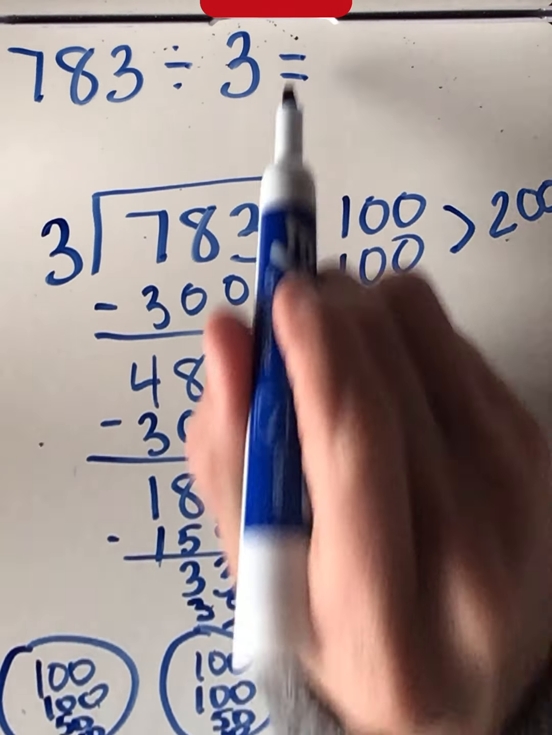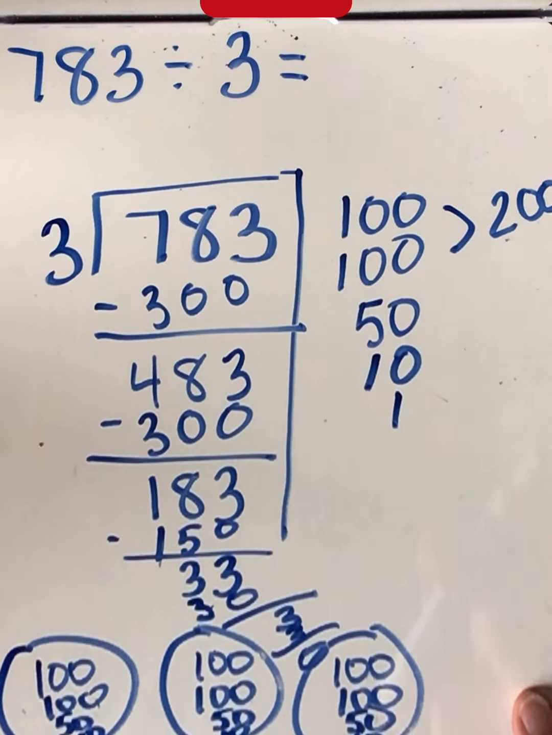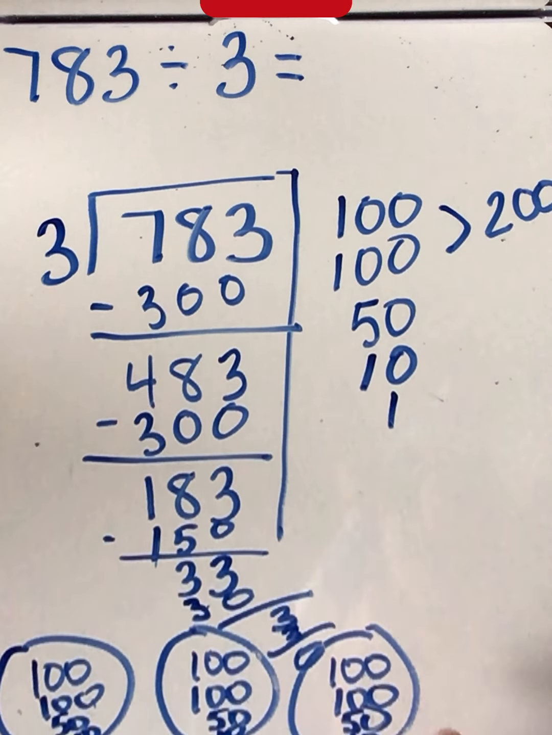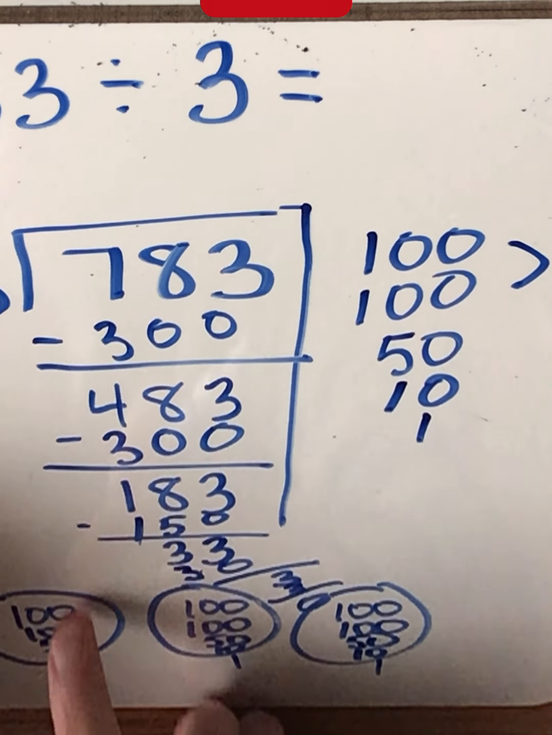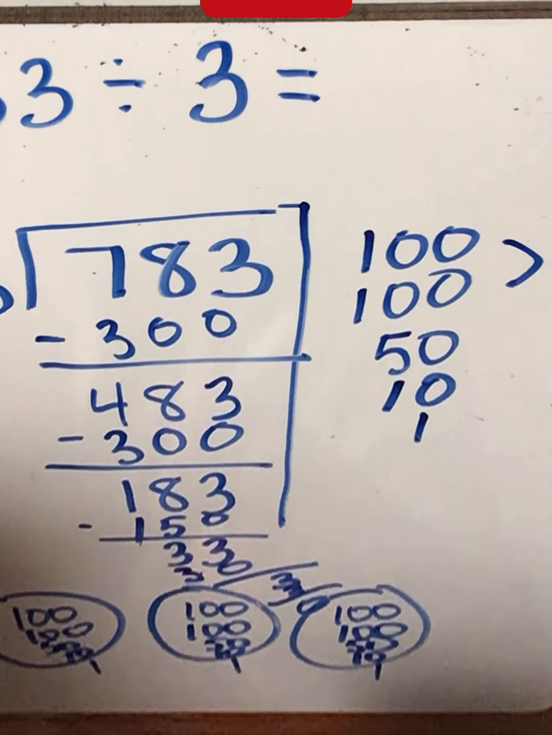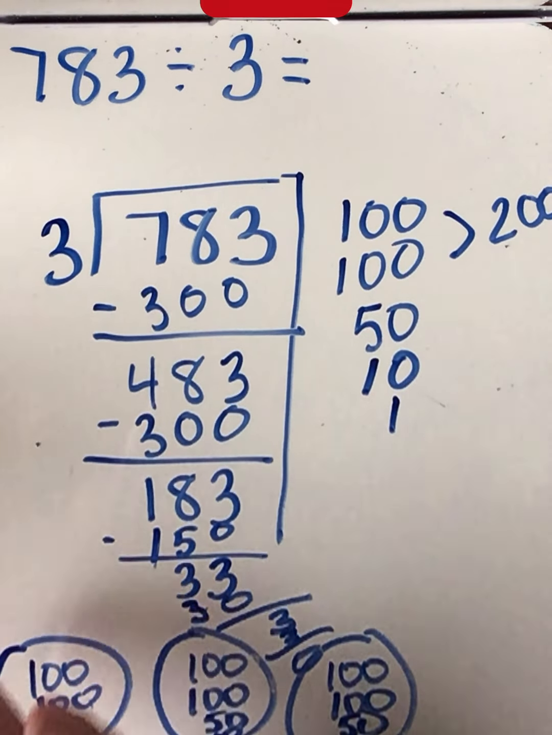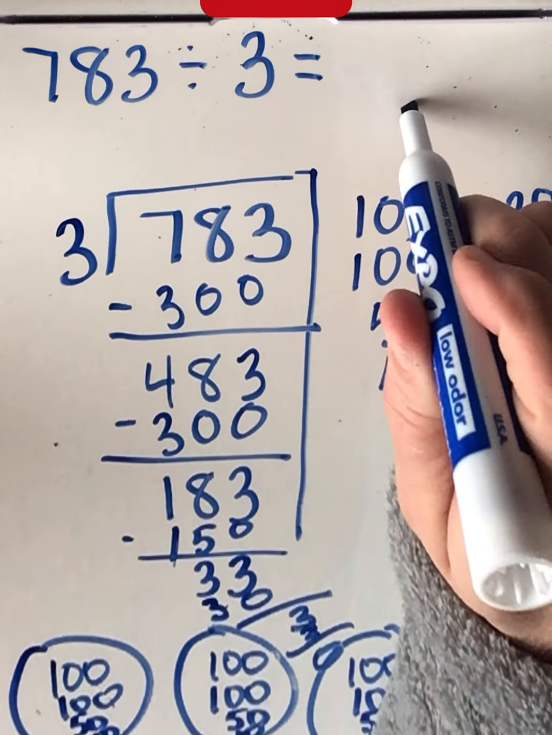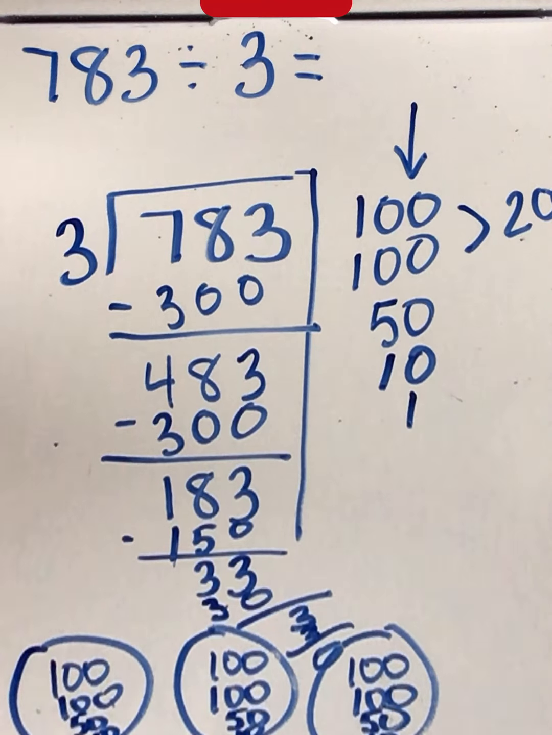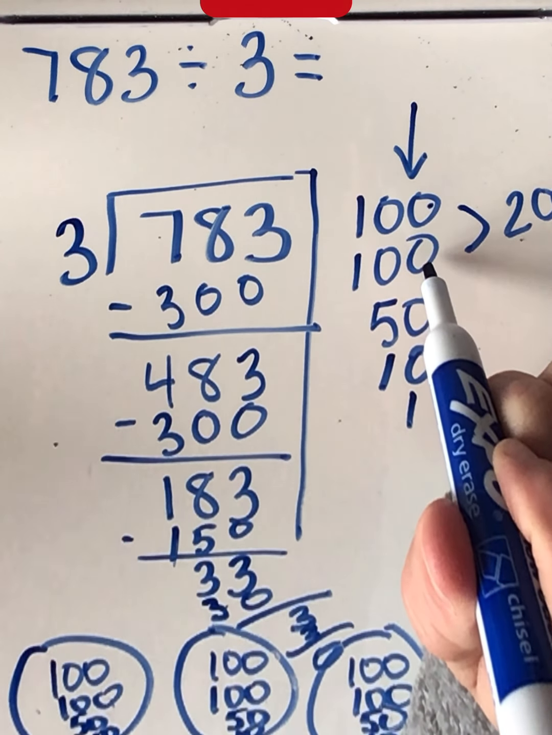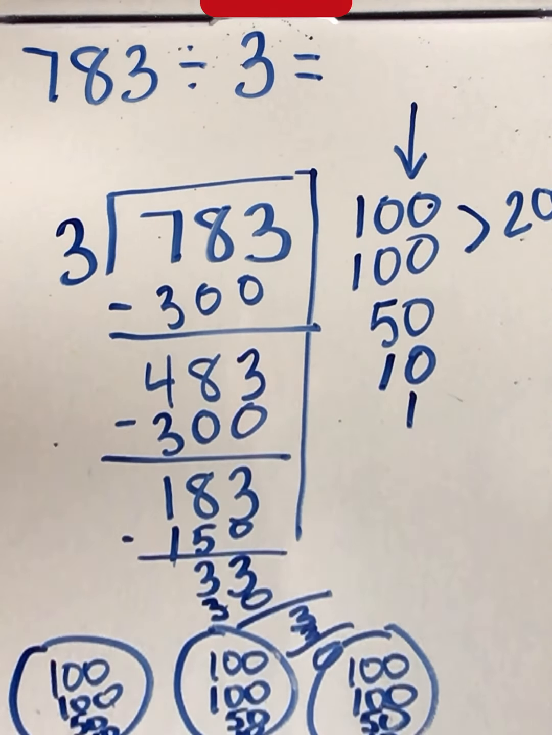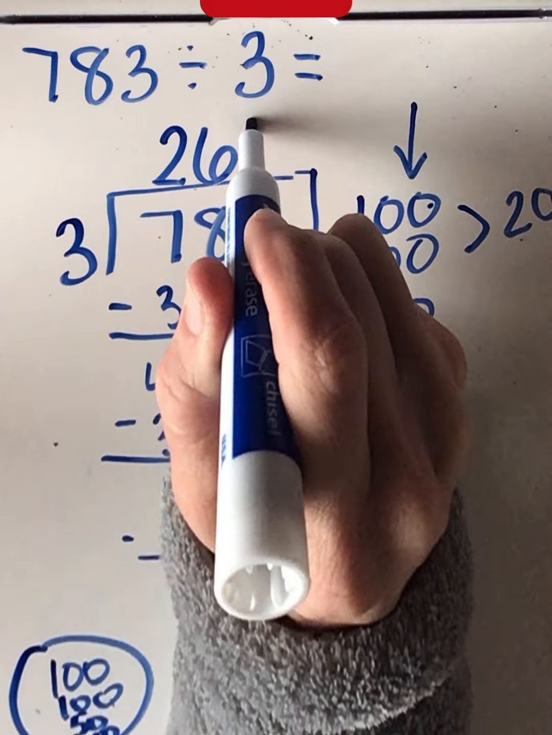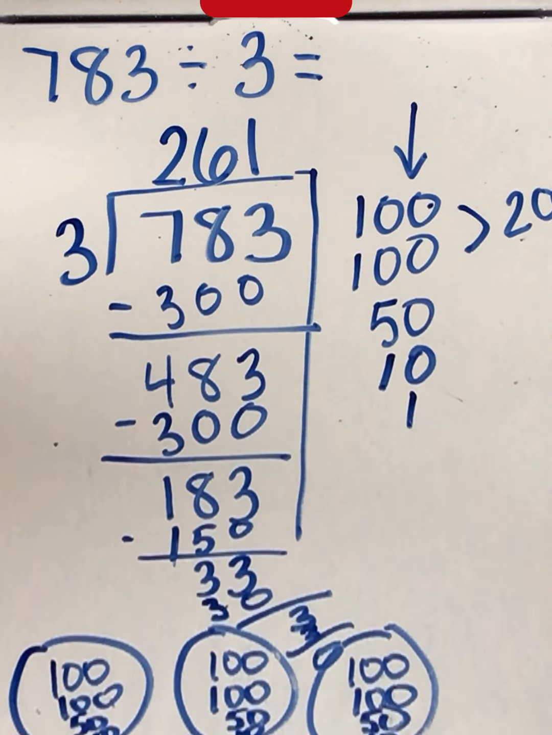Now to find the answer to this, we have to just figure out how many we gave each of these groups. And again, if you drew it in the picture, 100, 100, 50, 10, and 1, we want to get away from the picture, and that's why we record it here too. But if the picture works for them, that's fine. So we would say 100 plus 100 is 200, 250, 260, 261 with no remainder is our answer.